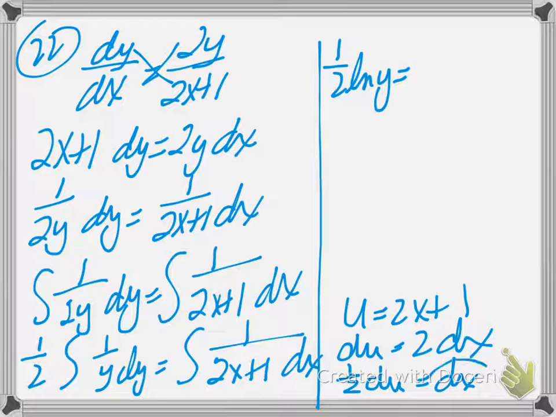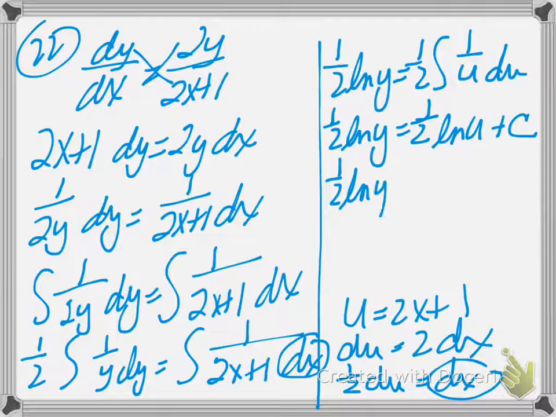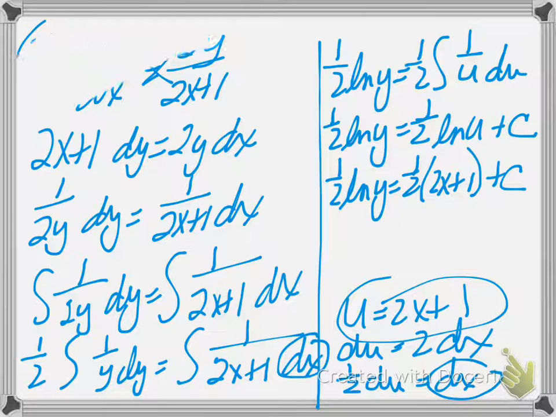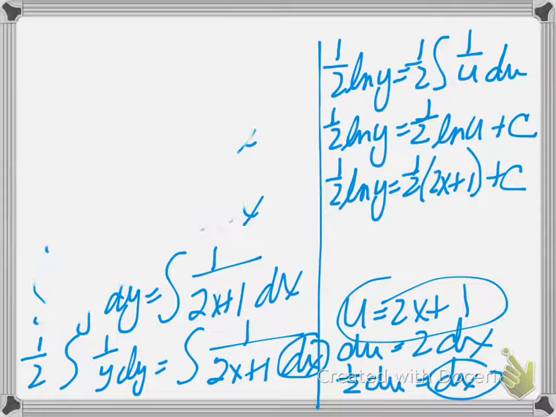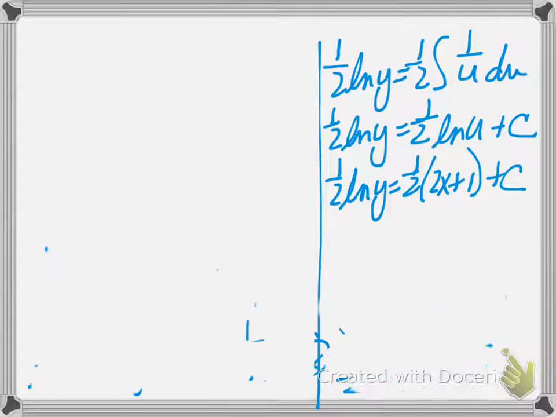And now I'm going to substitute. So for the dx, I'm going to replace that with a 1/2 du. And now I'm left with 1 over u. Okay, the antiderivative of that is ln of u. But I know what u is, so I'm going to go back and replace that. U is 2x plus 1. Okay, just going to make some room here. And I can divide both sides by 1/2. So that all cancels, and I'm left with this.